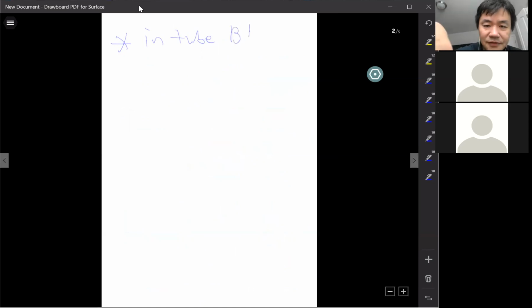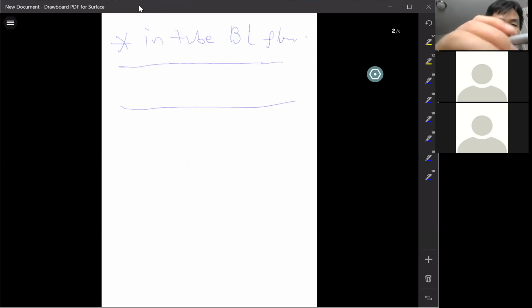Boundary layer flow. What does it look like? Now we're dealing with the pipes. A lot of times we're probably going to look at the cylindrical coordinate, unfortunately, all right? So pipe, what does the entrance look like? So let's say we have a circular pipe, right?